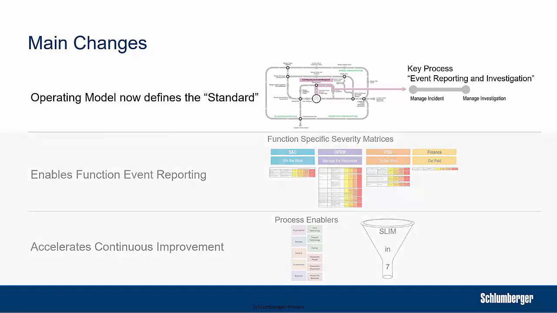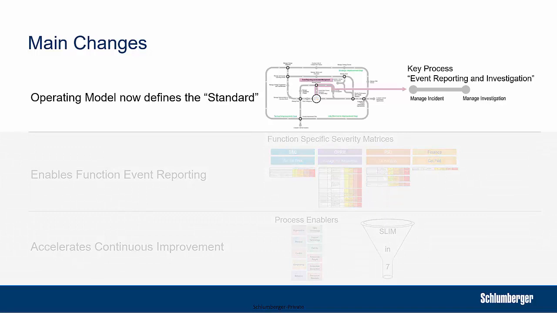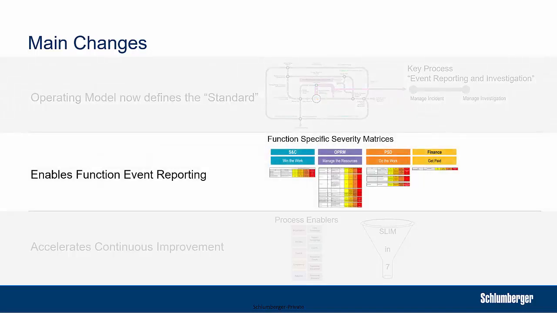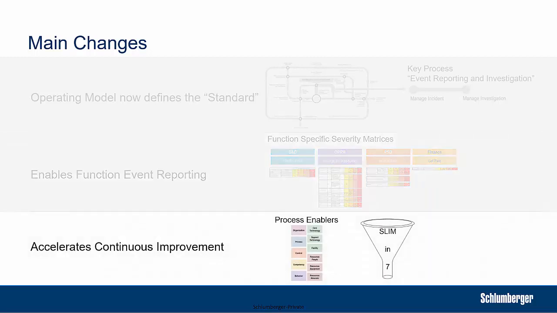The first is how the document-based Standard 2 has been transformed into our operating model and replaced by the key management process called Event Reporting and Investigation. The second is how functions can now enter function-specific events in Quest. The third are modifications introduced in Quest to accelerate our continuous improvement cycle by increasing visibility of NPT by key process, function, and process enabler.